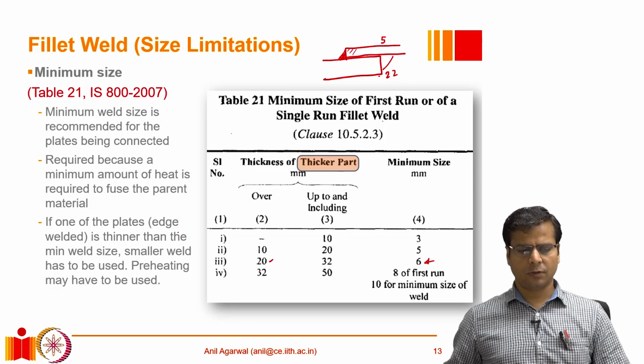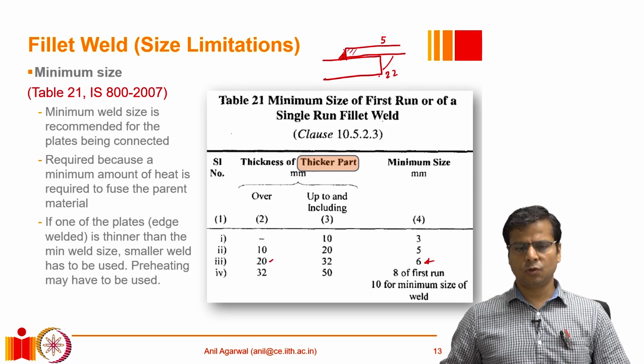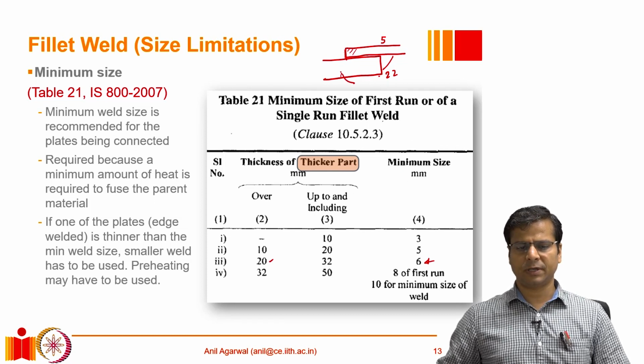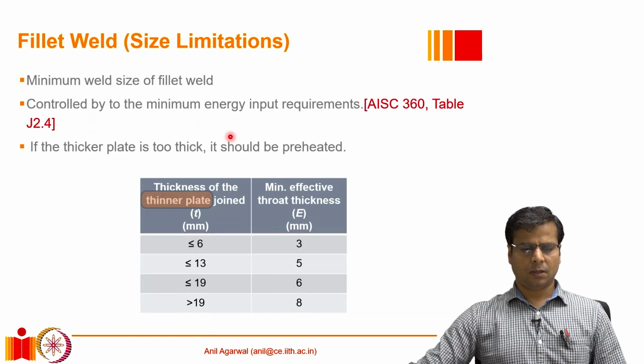In such a scenario, the code allows us to use a smaller size weld than what is prescribed in this table. However, we have to do additional heating treatment of this plate. So this plate needs to be heated before we put the weld. If the plate is already at a high temperature, then it does not dissipate the heat as quickly. And in such a situation, we can first heat the plate and subsequently we can provide a smaller size weld.